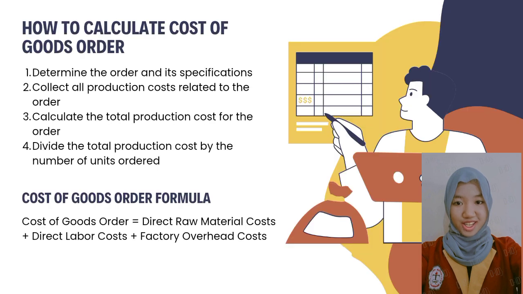How to calculate cost of goods order. 1. Determine the order and its specifications. 2. Collect all production costs related to the order. 3. Calculate the total production cost for the order. 4. Divide the total production cost by the number of units ordered. Cost of goods order formula. Cost of goods order equals direct raw material costs plus direct labor costs plus factory overhead costs.